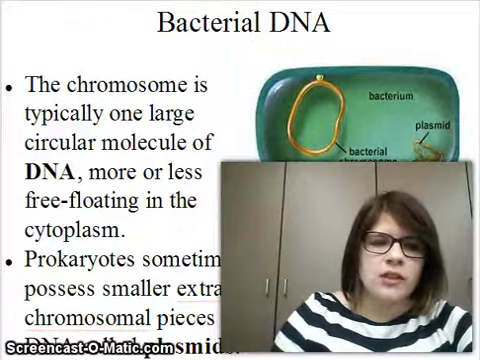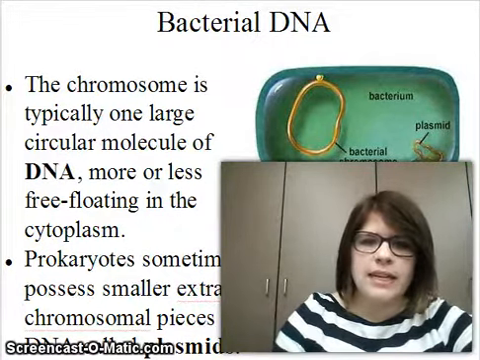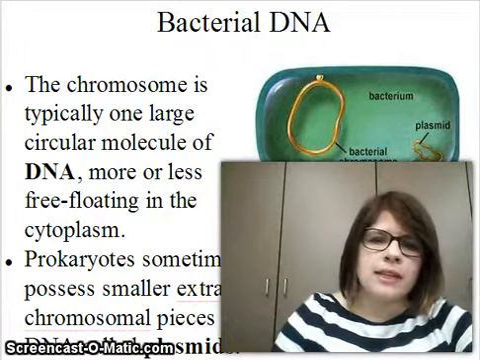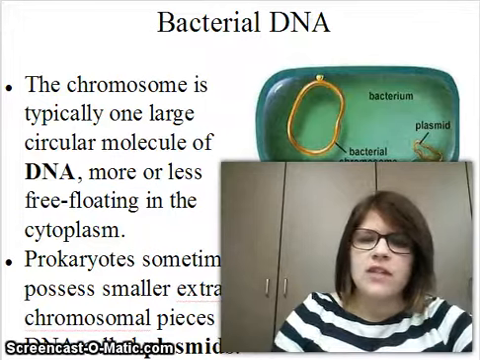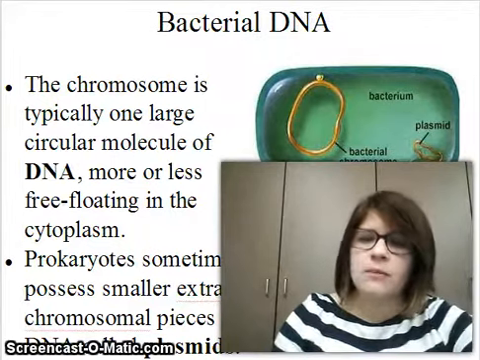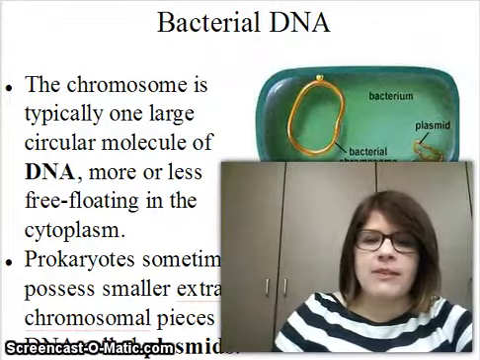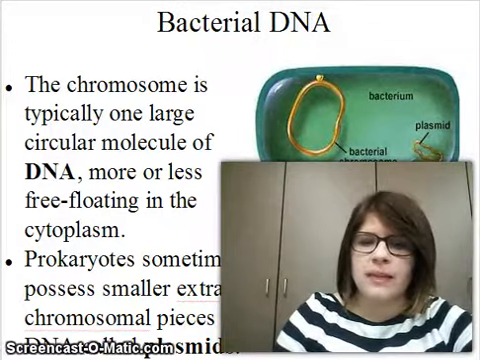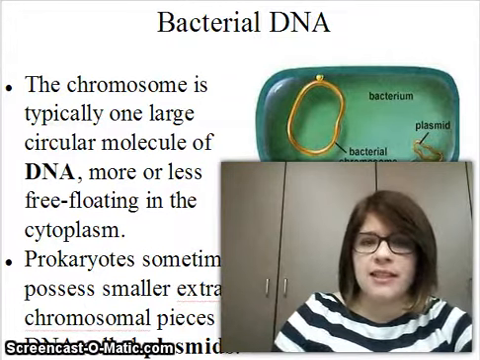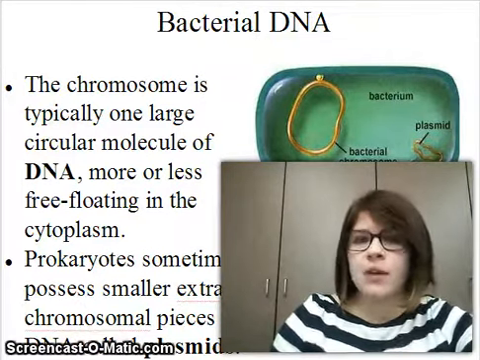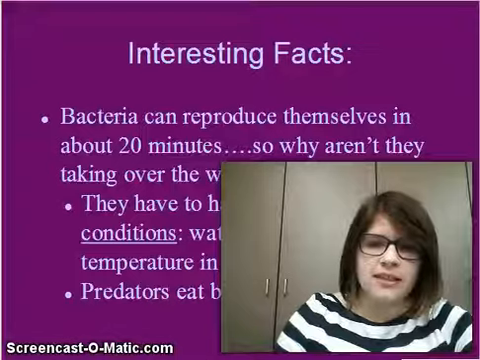So let's go on to bacterial DNA. I know I've talked a little bit about it, but I want to get a little more in here. So the chromosome is typically one large circular molecule of DNA. It's free floating in the cytoplasm. Remember, that's the nucleoid region. Now, some have smaller extra chromosomal pieces, and we call those plasmids. And plasmids are something we use in genetic engineering. We take that plasmid and put it into a different organism to get those genes.